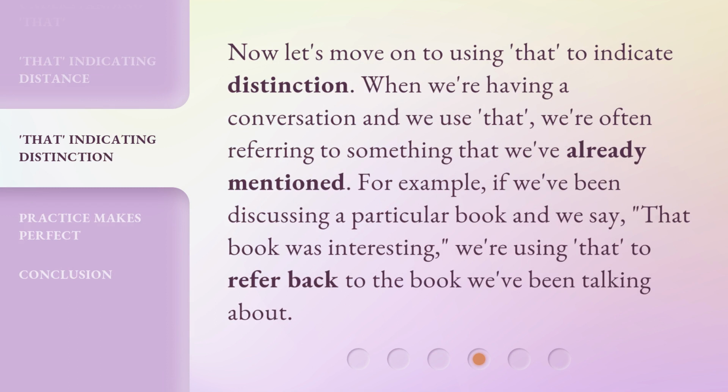Now let's move on to using that to indicate distinction. When we're having a conversation and we use that, we're often referring to something that we've already mentioned. For example, if we've been discussing a particular book and we say, "That book was interesting," we're using that to refer back to the book we've been talking about.